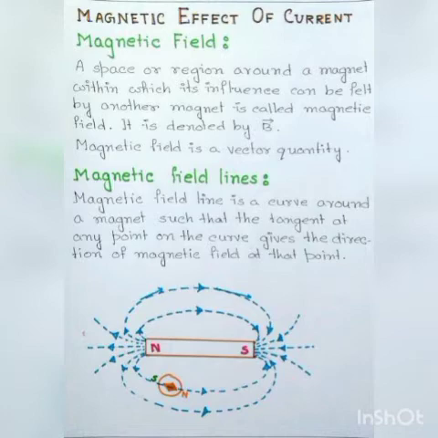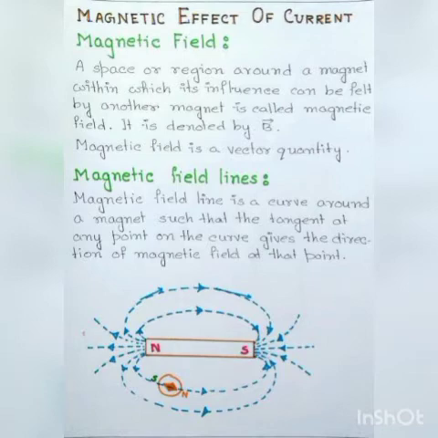And what is weak magnetic field? If the magnetic field lines are far from each other in a particular region, then the magnetic field are weak there. Next we will discuss about some properties of magnetic field lines.